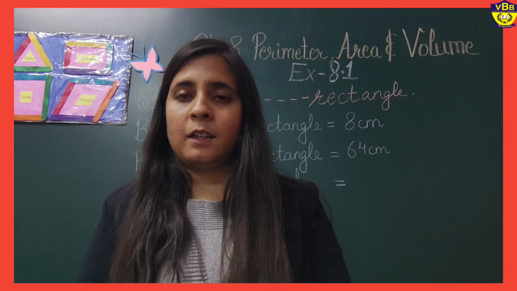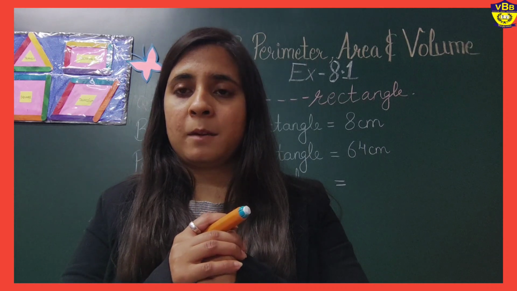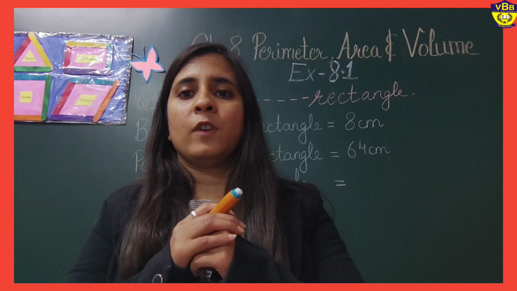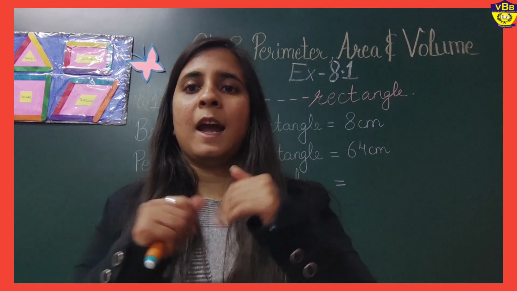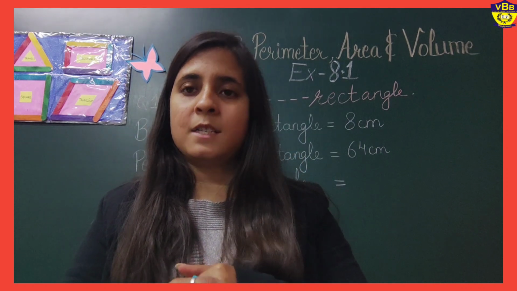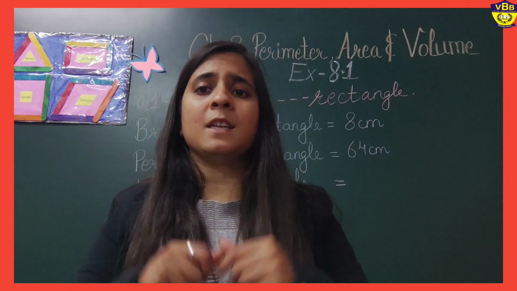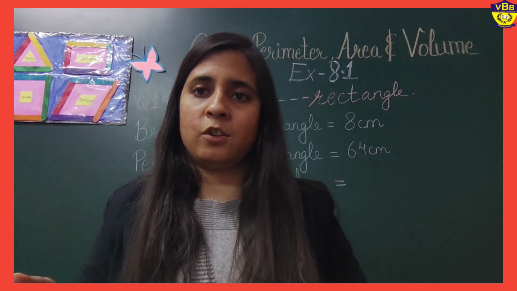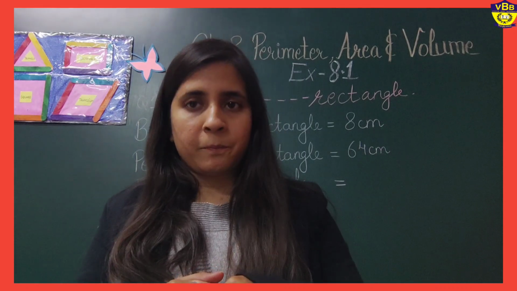In a rectangle, there are two lengths and two breadths. So, to find the perimeter, what are we doing? We are finding the sum of length and the breadth, and then later we are multiplying it by 2 to get its perimeter. And what is perimeter? Perimeter is the sum of length of all the sides of the given shape.